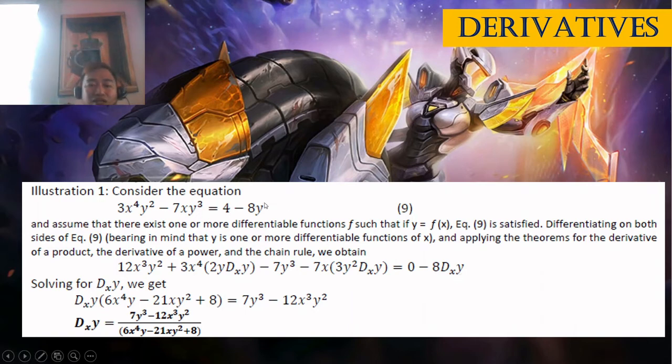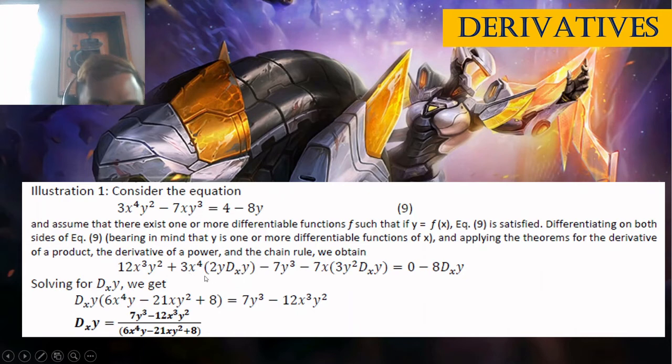Diba? Kay ang y na to is function. Dili man gud siya variable diha. So, yung derivative pag nasa sulod, kung naay y squared, di ba naman to ganyan no? 2y times derivative sa y. Okay. Now, solving dy/dx.